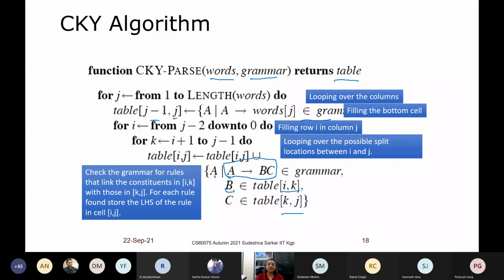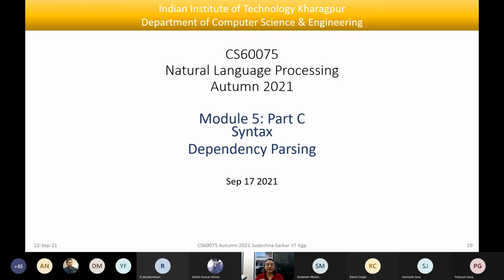Okay. So is the algorithm clear to you? This is the exercise that you should be doing to convince yourself you can do the algorithm. Take a sentence, take a simple set of grammar rules, and try to fill up the tables. Okay. Any questions? Is this clear to everybody? Yes, ma'am. Then we can proceed.